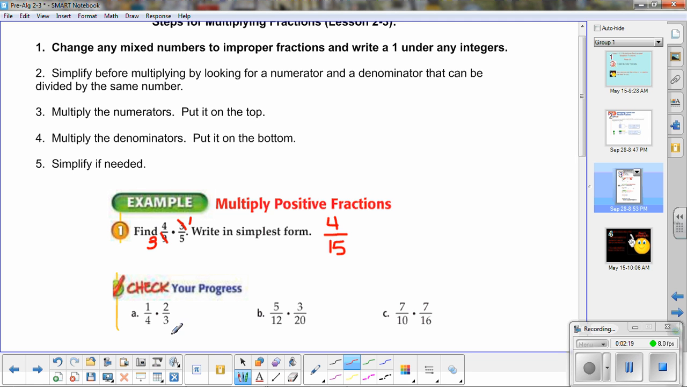All right, in this example here, the 2 and the 4 can both be divided by 2. 2 goes into 2 once, 2 goes into 4 twice. Now multiply your numerators. 1 times 1 is 1. 2 times 3 is 6.